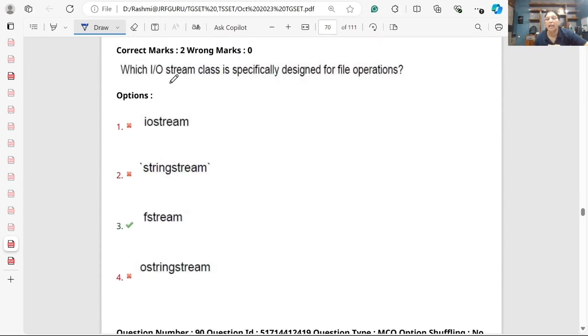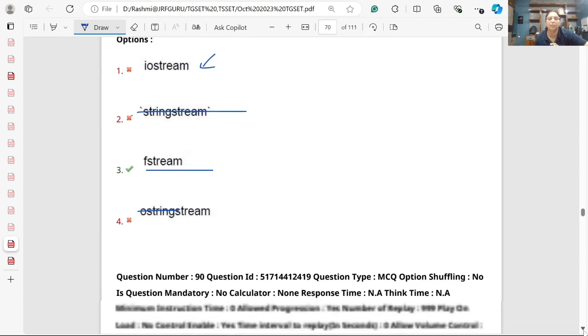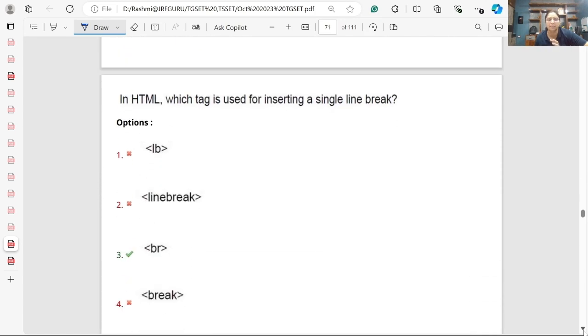Now, which IO stream class is specifically designed for file operations? iostream is for input and output from the standard devices, that is the keyboard and monitor. There is nothing like stringstream or ostream here. We have fstream, the file stream. fstream is used to perform read and write operations on files in C++.